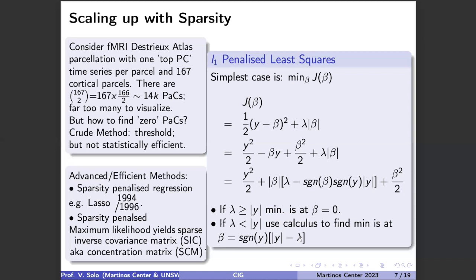The L1 is not the only penalty. There's all kinds of other things. We don't need to get into that. Okay, so this is how you scale up. This is how you tackle zeroing out large numbers of partial correlations in a very big covariance matrix.